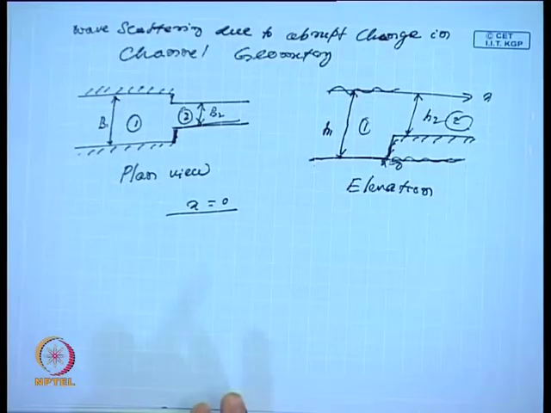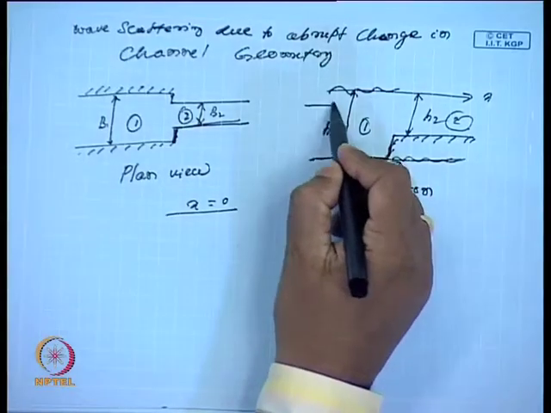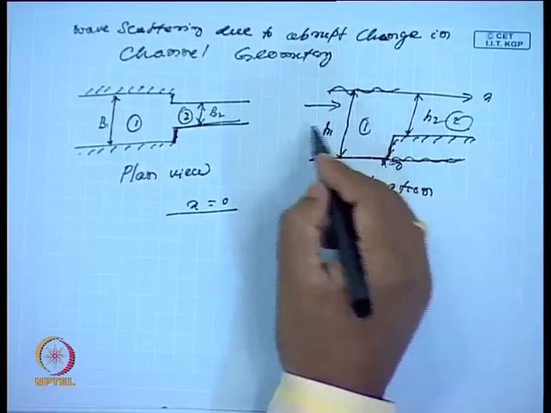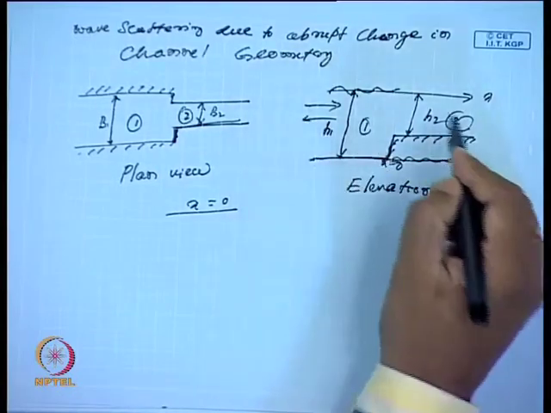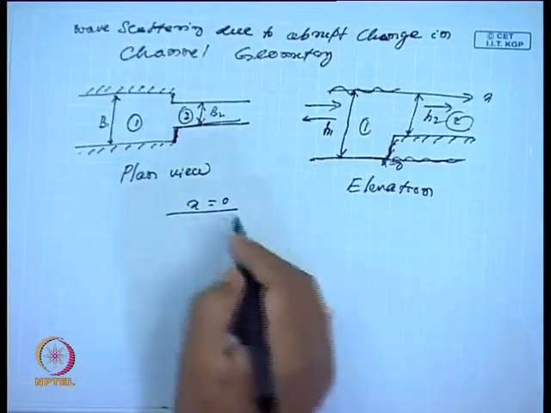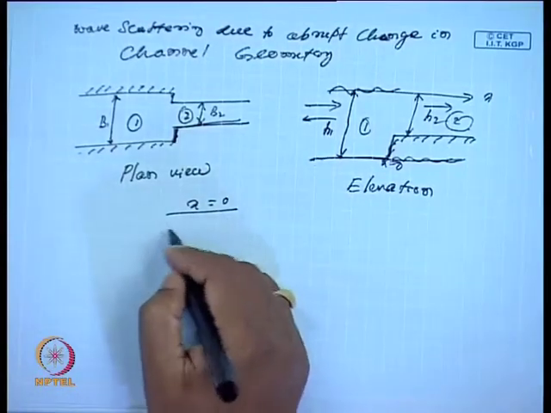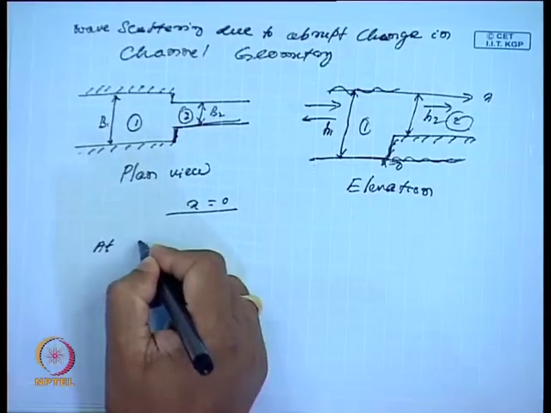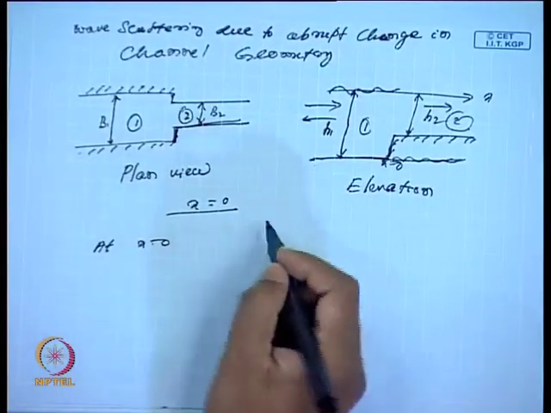So, what will happen when the wave propagates from a depth? Because there is an abrupt change in the geometry here at x equal to 0, part of the wave will be reflected and a part will be transmitted to the other side. So, at the interface at x equal to 0, I have two things here.